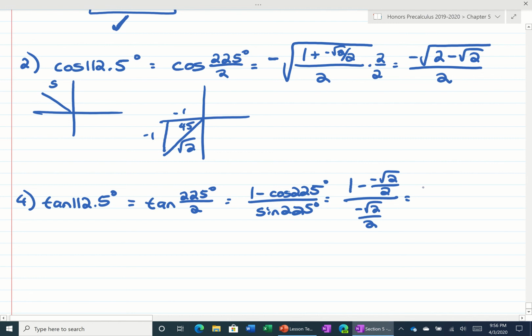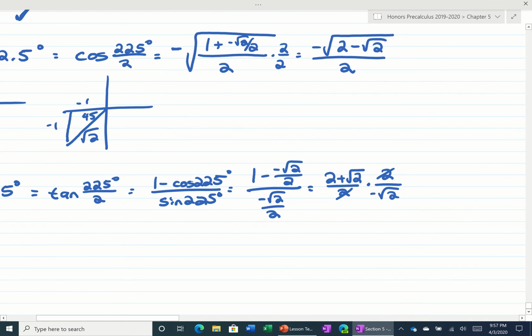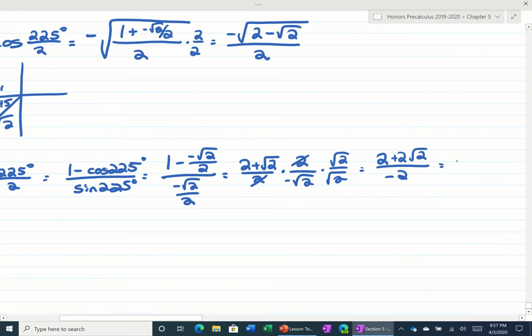the top would be 2 plus root 2 over 2. We're going to be multiplying by the reciprocal, 2 over negative root 2. These cancel. And if we multiply by the conjugate of root 2 over 2, we get square root of 4, and then 2 root 2, all over negative 2, which reduces to just be negative 1 minus root 2. That would be the answer for number 4.